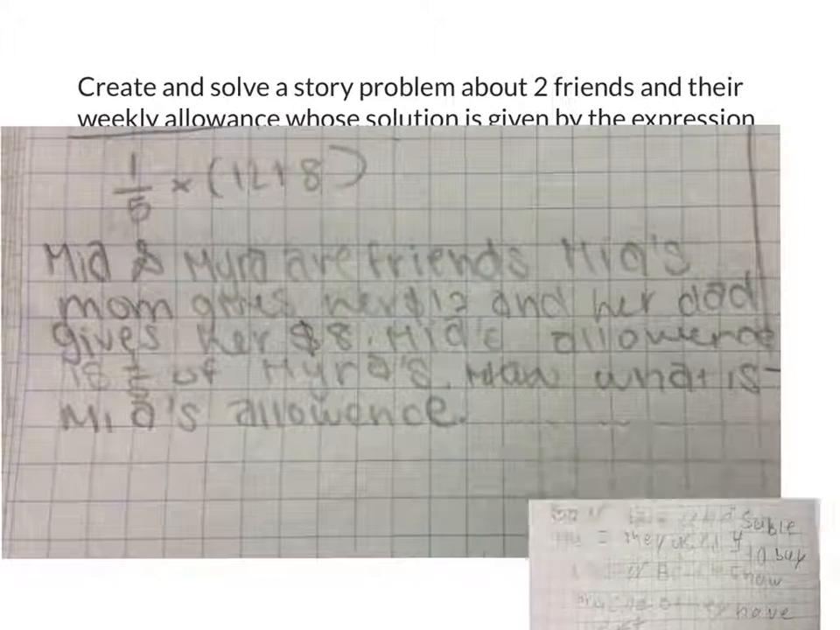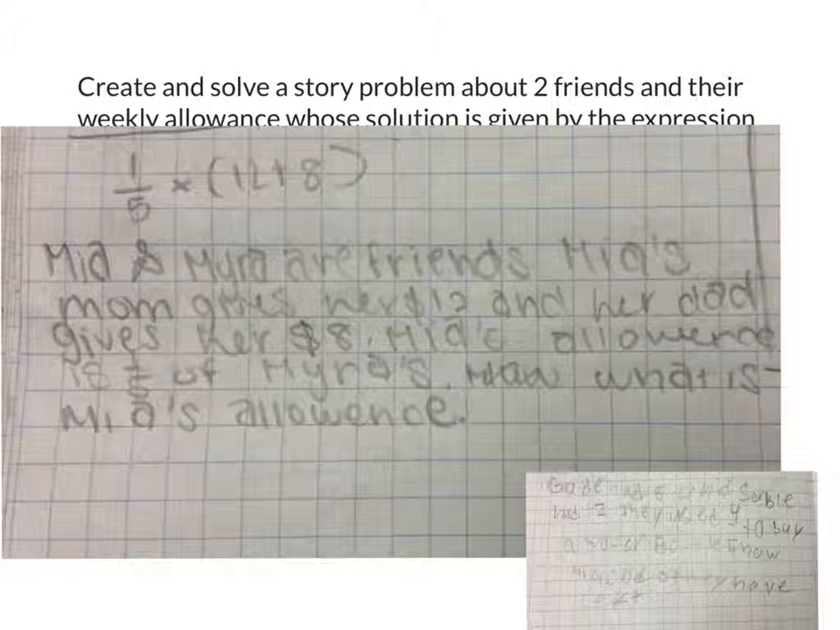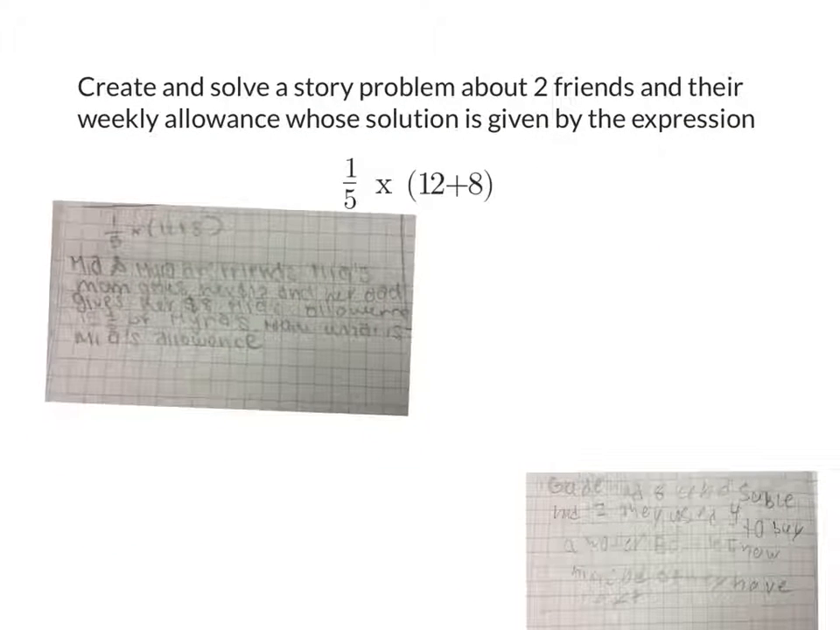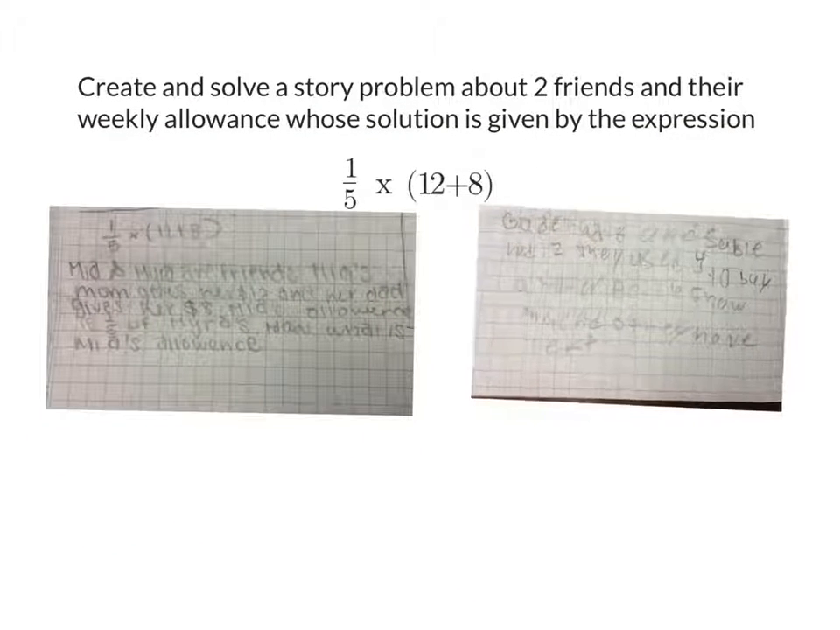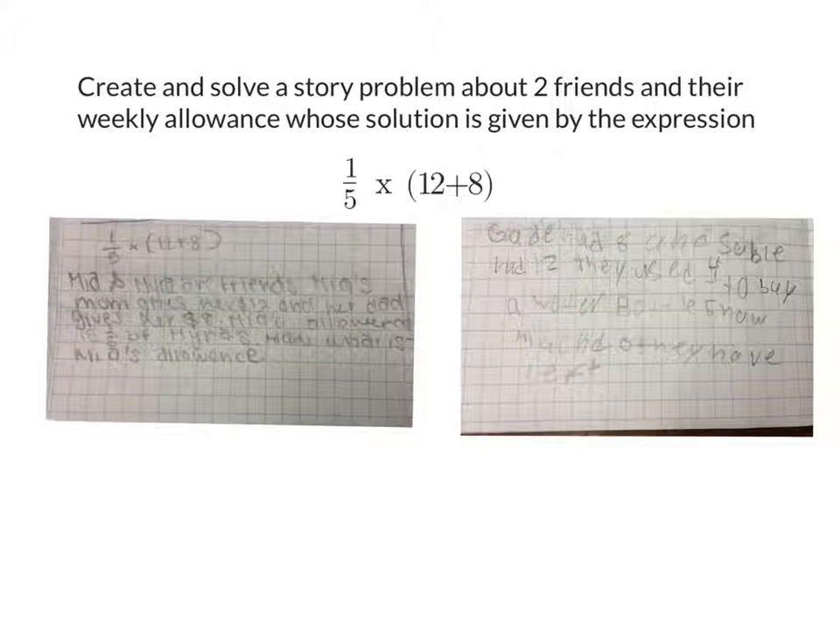Mia and Myra are friends. Mia's mom gives her $12 and her dad gives her $8. Mia's allowance is 1/5 of Myra's. How much is Mia's allowance? Would that be correct as well? Yes. Very good. So your story problems can take on many different forms, but they need to fit this situation.